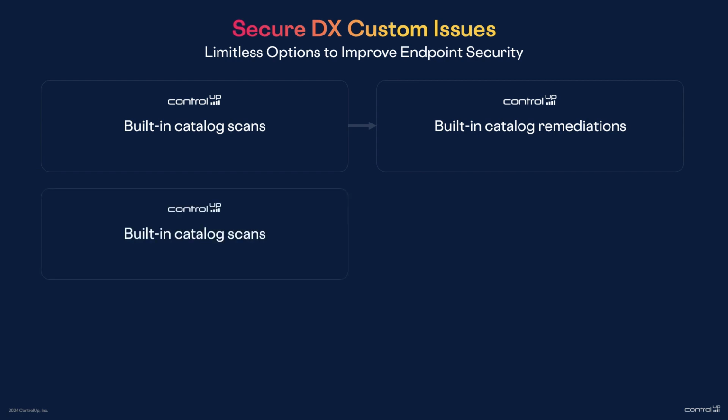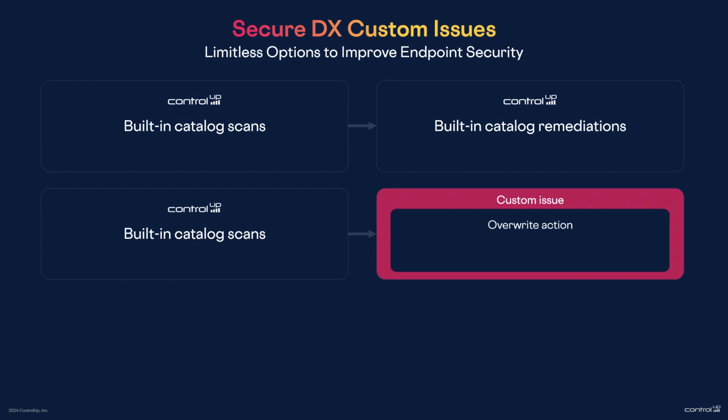But what if a built-in catalog scan doesn't come with a remediation? Most of them do, but not all of them. Or what if the built-in remediation, including patch management, is not working for a customer? Maybe they have a custom patch that they received from a vendor. Maybe they have their own way of doing things. Well, for that we are introducing custom actions. And the first one I want to talk about is the override action.